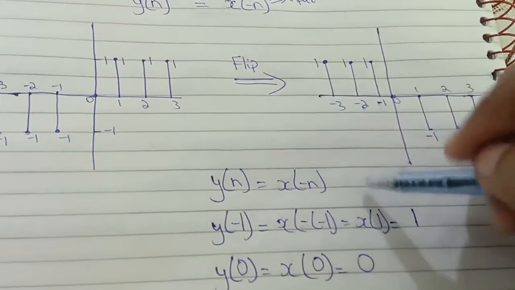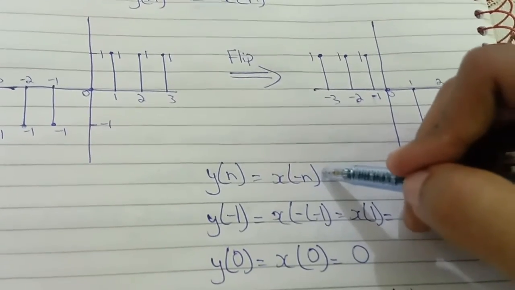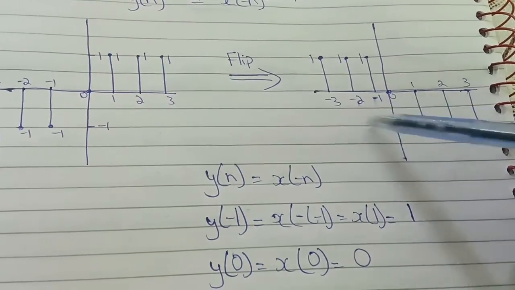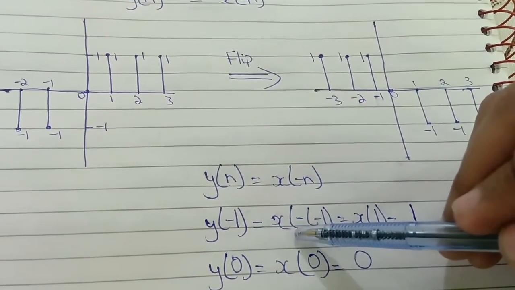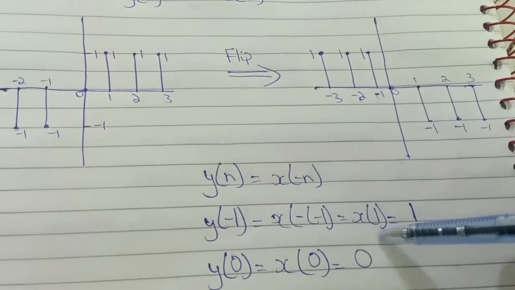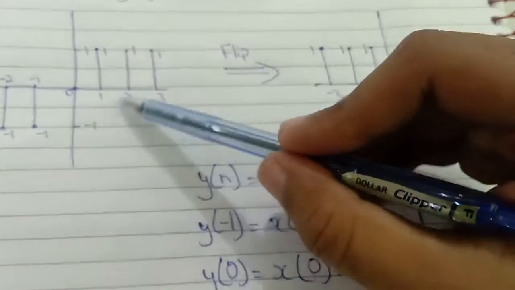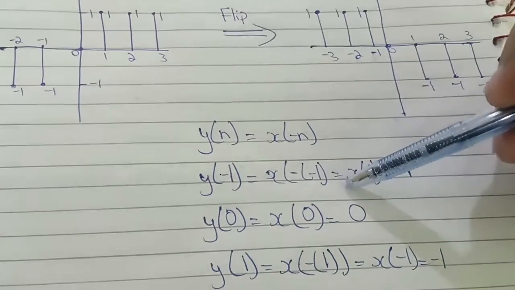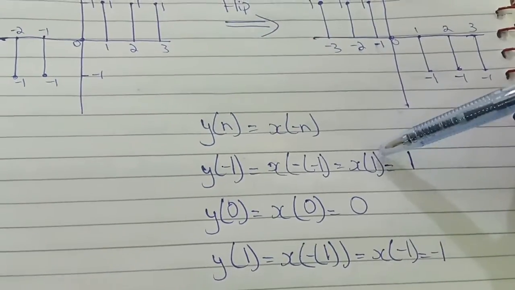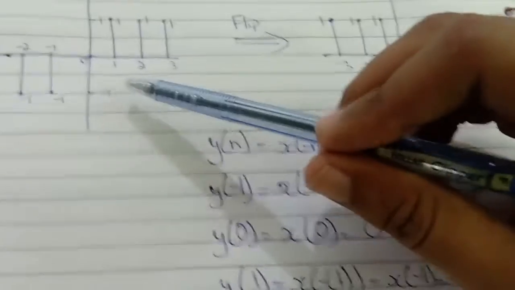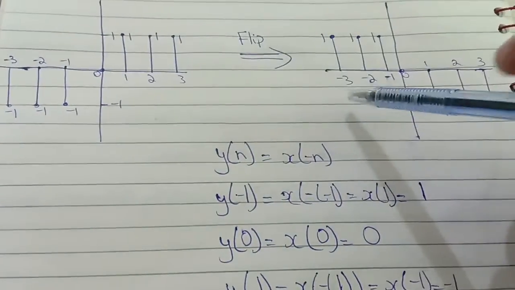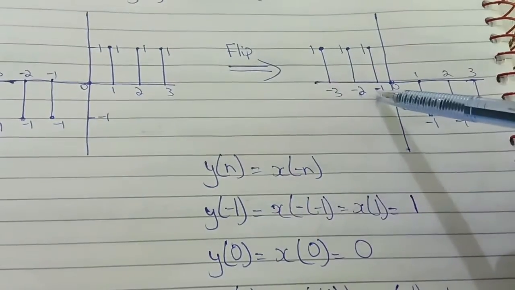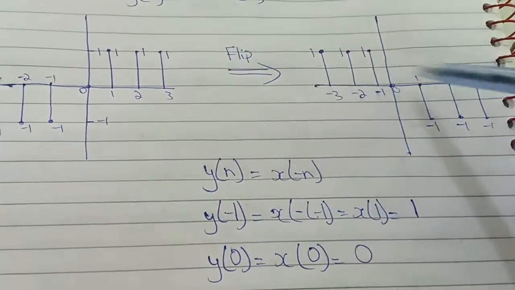Here, let's talk about some mathematics. From here, y of n is equal to x of minus n. Now let's calculate the value at y of minus 1. y of minus 1 is equal to x of 1, which is equal to 1. So here we get the value 1. Similarly, calculating at 0 and 1, we see the general trend that the values on this side of the graph will be on that side, and values on the right side of the graph will be on the left side after applying the flip function.